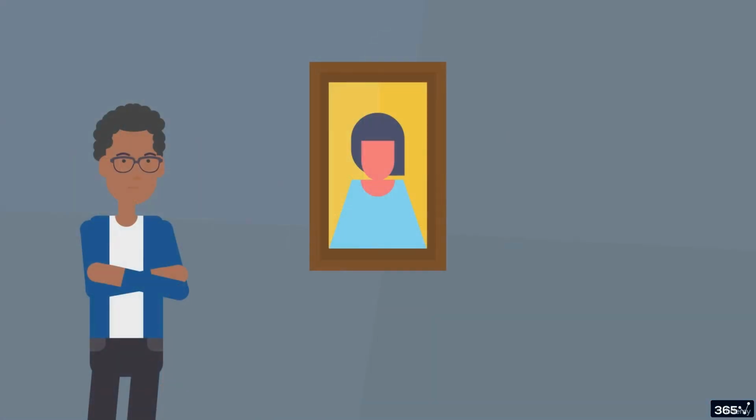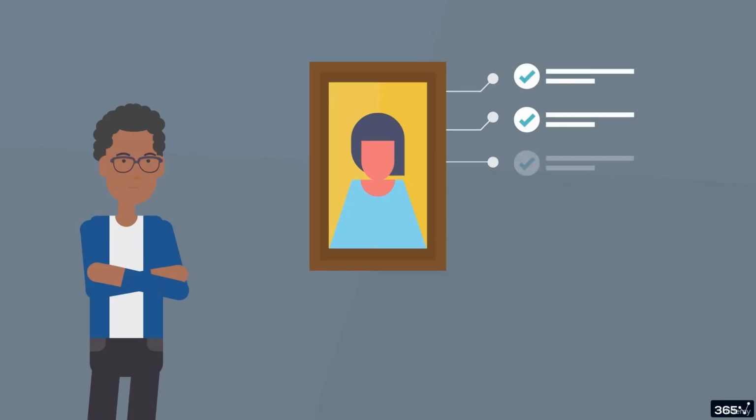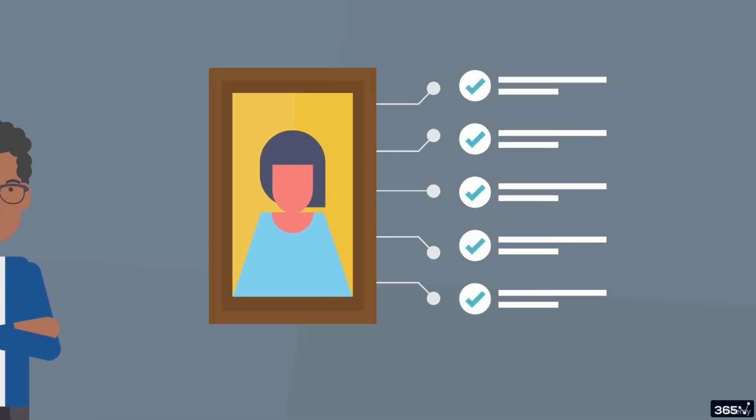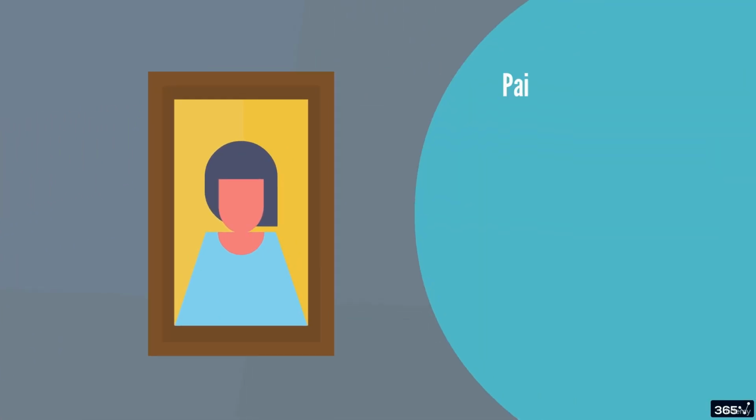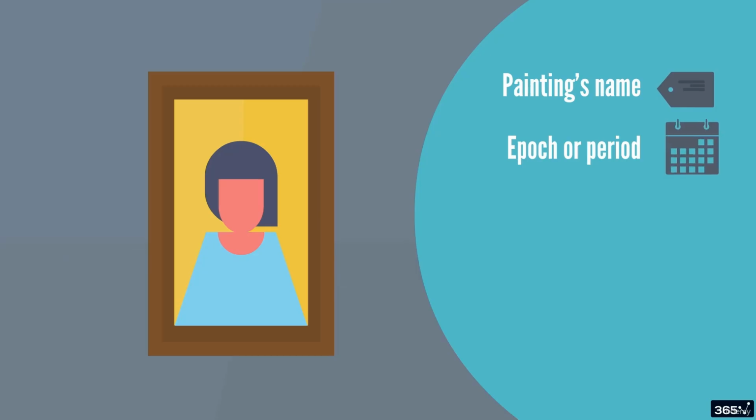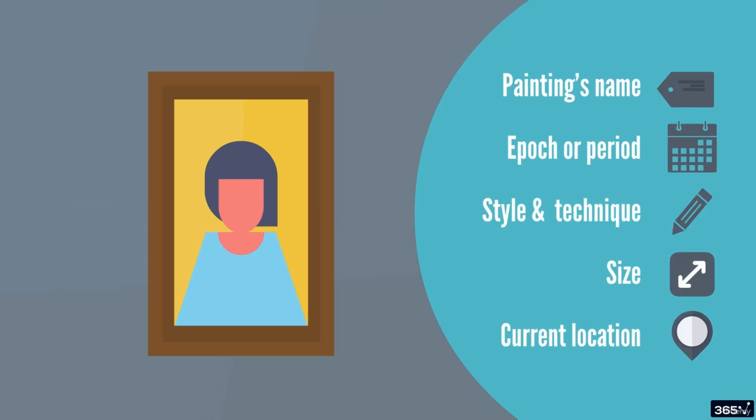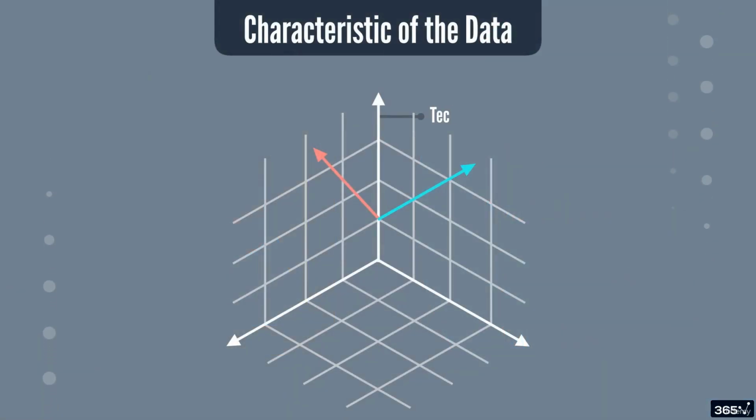In this gallery, each painting is not just an image, but a complex amalgamation of various features captured in the multi-dimensional space of a vector database. These features can include the painting's name, the epoch or period it belongs to, its style and technique, its size, and even its current location. Each of these characteristics contributes to defining the position of the painting within the vector space.